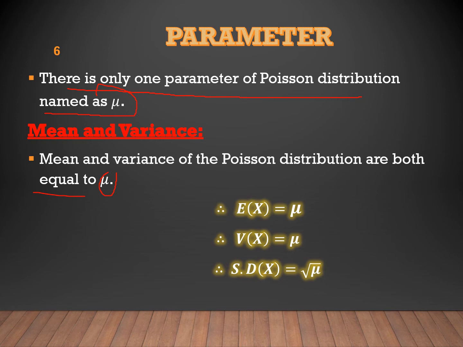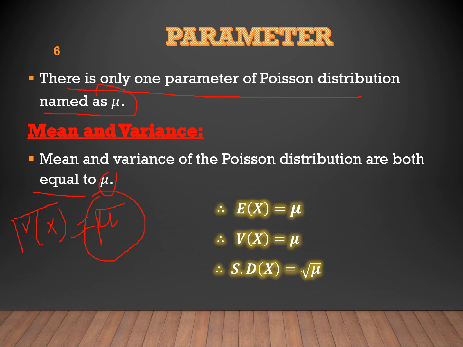Students, we know that mean and variance of the Poisson distribution are the same. If we find the standard deviation of the Poisson distribution, then we take the square root of the variance. For example, variance of x is equal to mu. If we need a standard deviation, then we take square root of mu. We get this as the standard deviation.